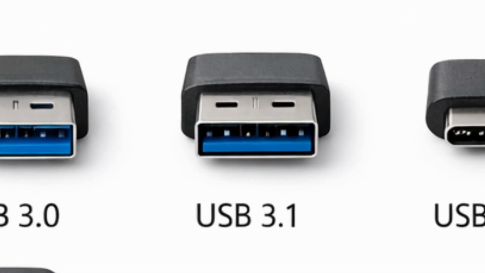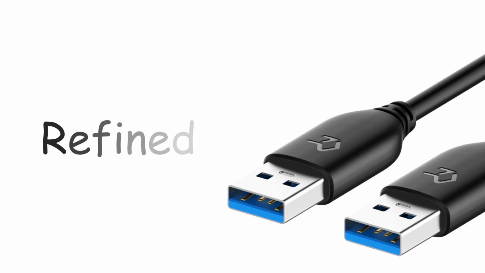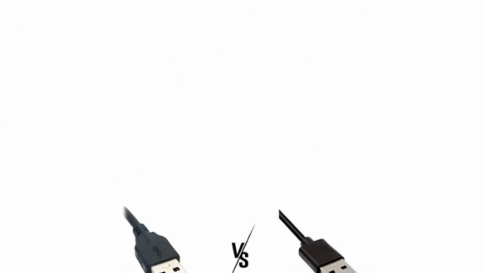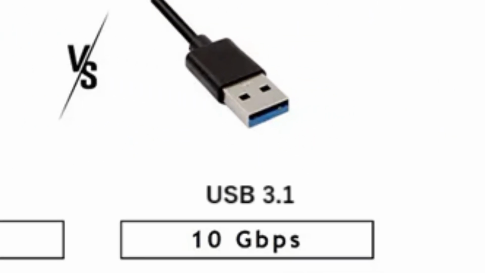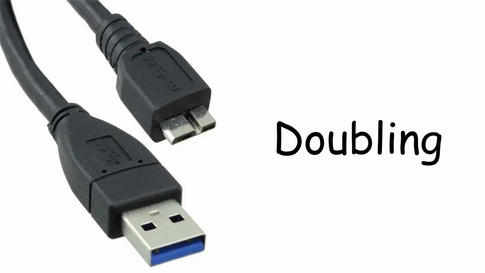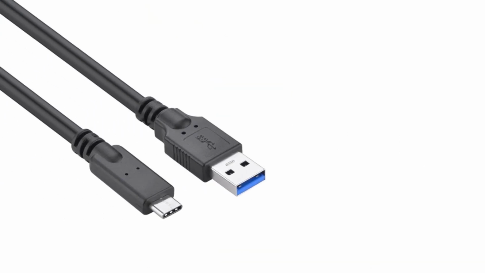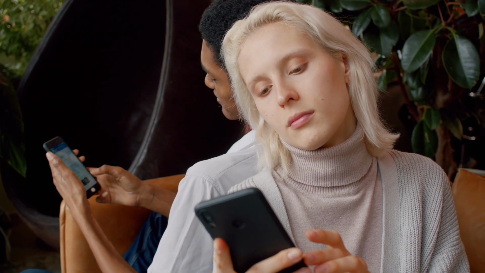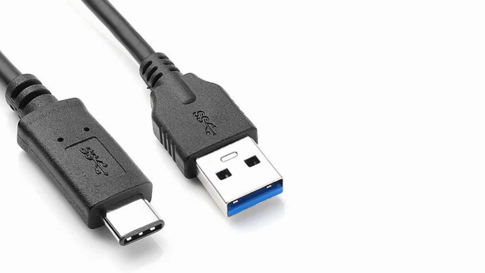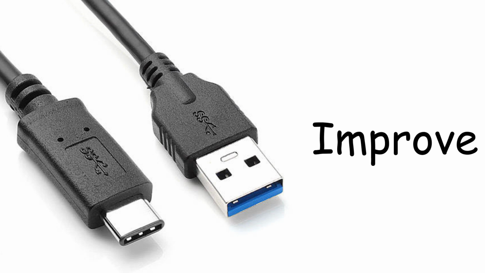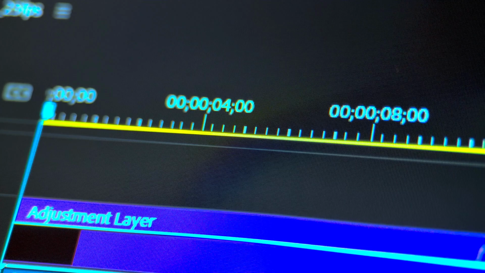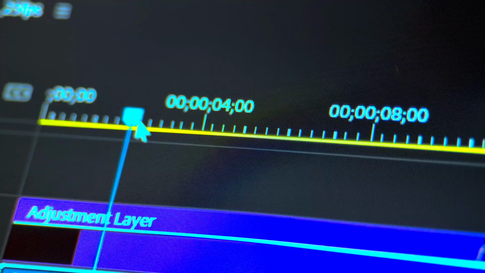USB 3.1. USB 3.1 refined the previous generation and pushed transfer speeds even higher. The updated version could reach up to 10 gigabits per second, doubling the capability of USB 3.0. Around the same time, the USB Type-C connector began appearing alongside this standard, allowing faster charging and better support for modern devices. USB 3.1 also improved how data flows between devices, helping maintain stable speeds during heavy transfers, such as video editing or large backups.